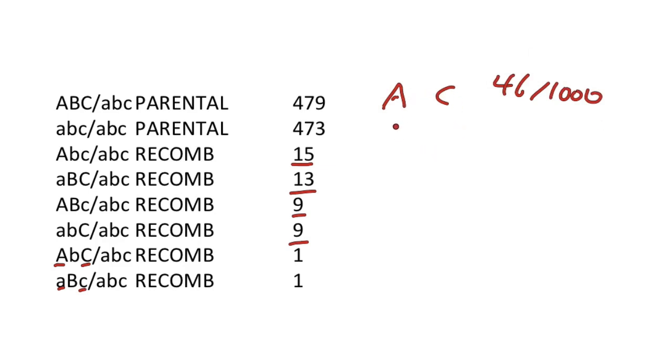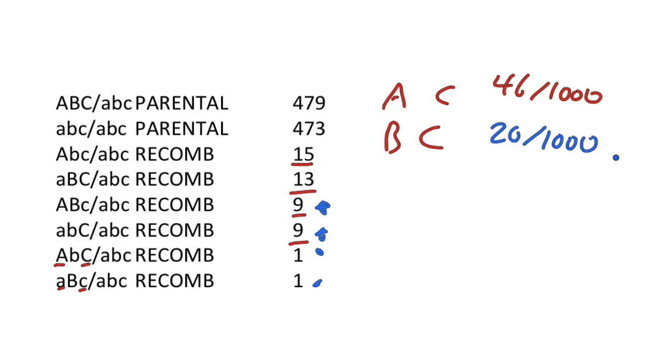What about between B and C? Which ones are recombinant, which ones are parental? I'll change the color of my diagram here. Between B and C, this would be parental, this would be parental, this would be recombinant, this would be recombinant, because again we have big B, little b, big C. This would be recombinant, this would be recombinant. So in this case, we'd have 20 over 1,000 will be recombinant between B and C.